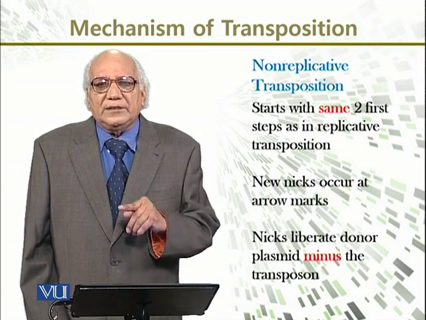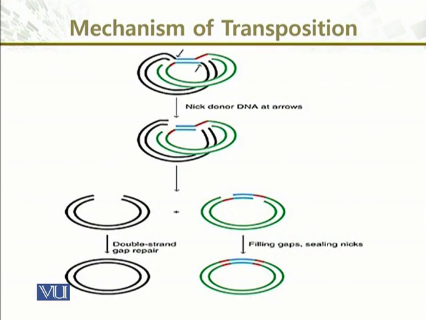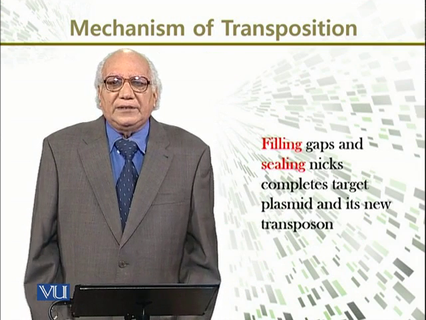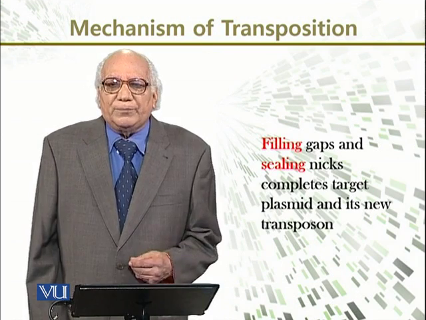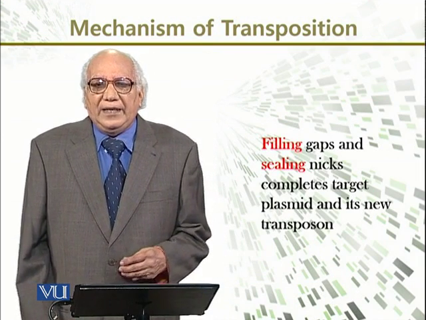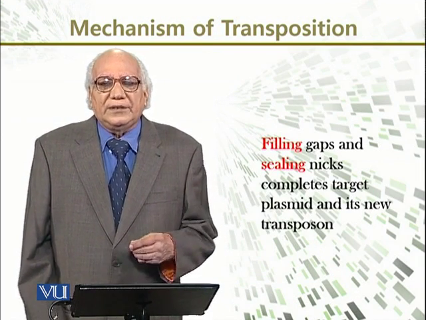As we have seen, the donor plasmid and the transposon are liberated, as shown here: a nick occurs in the DNA at the arrow, and further a double-stranded DNA is made, and the gaps between the DNA strands are filled. Now, filling gaps and sealing nicks completes the target plasmid, and its new transposon is generated.